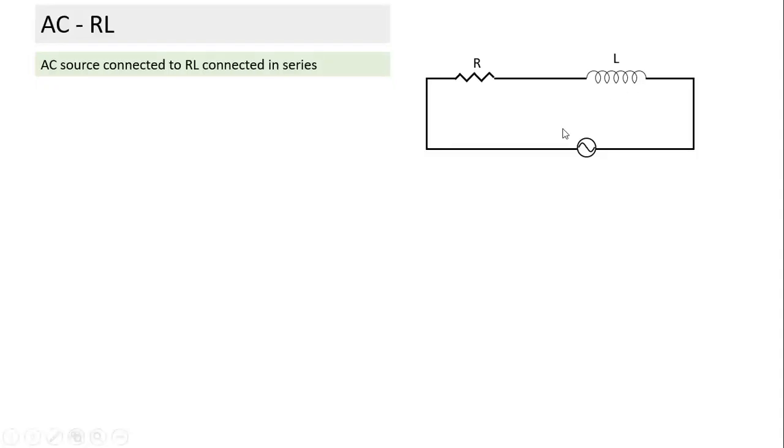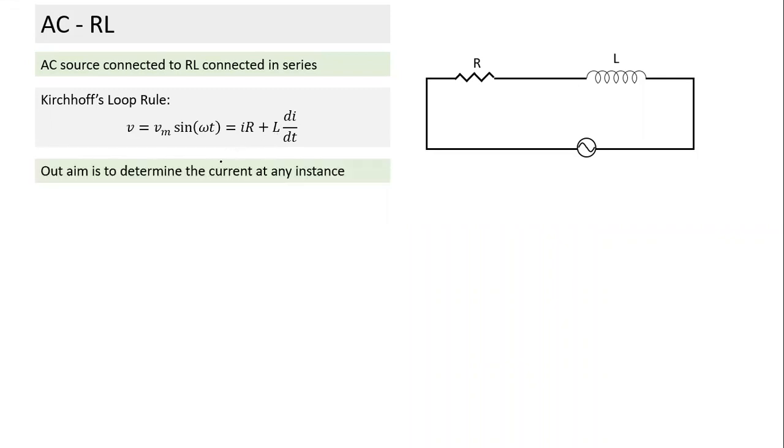Now if both are connected, this time is solved without mathematics. If you have to apply Kirchhoff's loop rule, what would I have written? At any instance, V is equal to IR plus L dI by dt. That will be the equation. Now our aim is to determine, so this is the applied voltage.